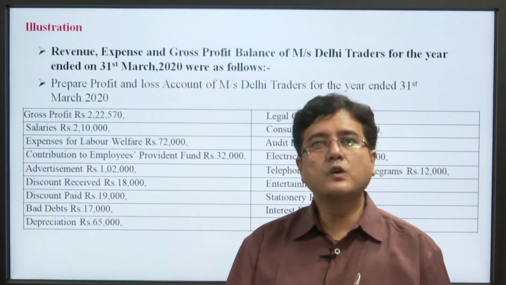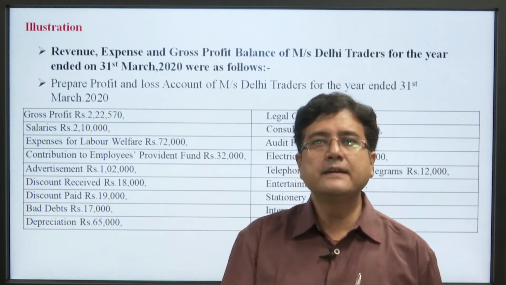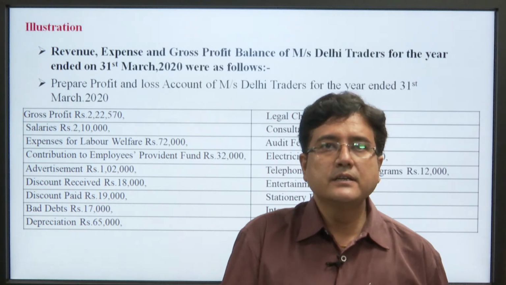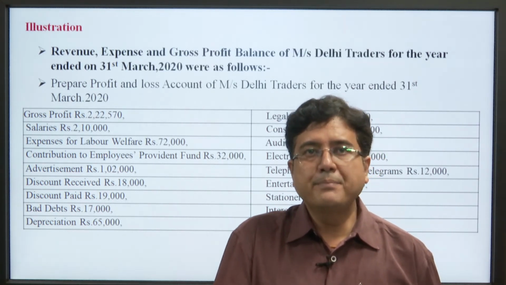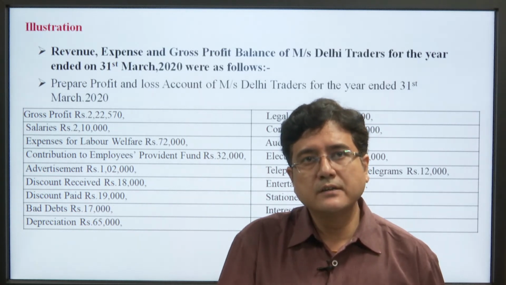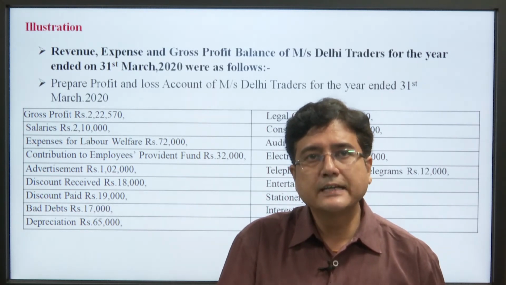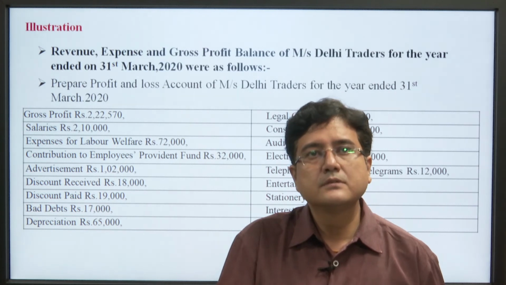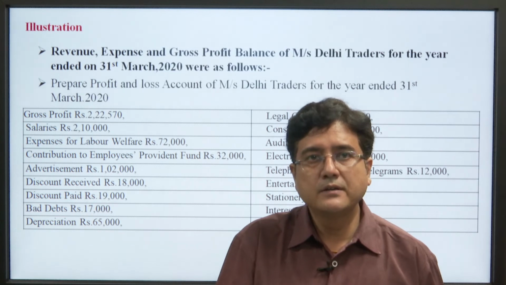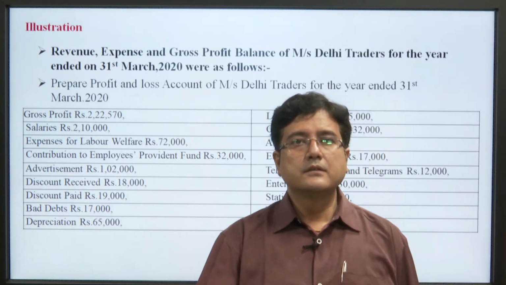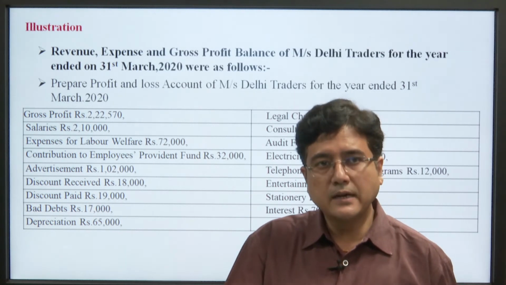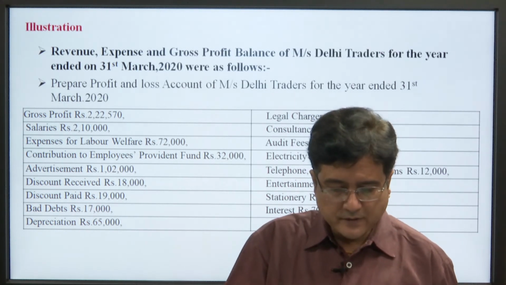Revenue, expense and gross profit of Messrs Delhi Traders for year ended 31st March 2020 are as follows. Prepare profit and loss account. So, gross profit is given here, salaries, expense of labor welfare, contribution of employee provident fund, advertisement, all are given. So, we need to just put this data and find out what will be the profit.